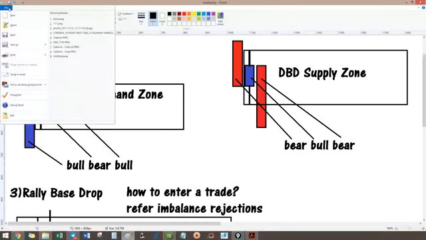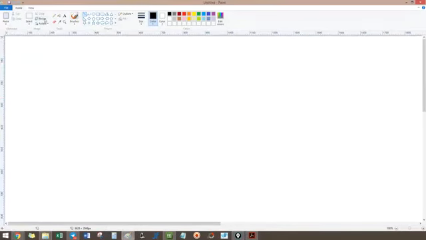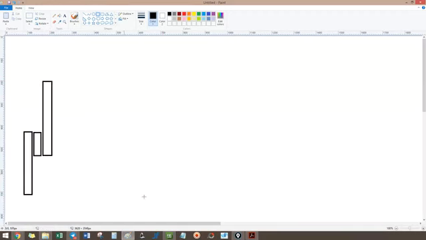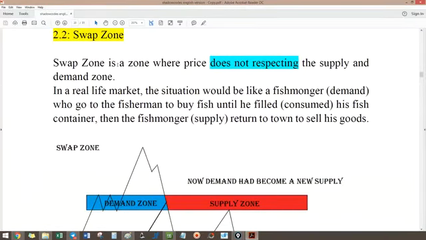Alright. Find new one. Okay, so for example, over here, you got rally base drop or rally base rally like this. Okay, rally base rally. Over here we go through swap zone. Okay, so we see the notes on swap zone. Swap zone is a zone where price does not respect the supply and demand zone. Okay, this is the keyword.